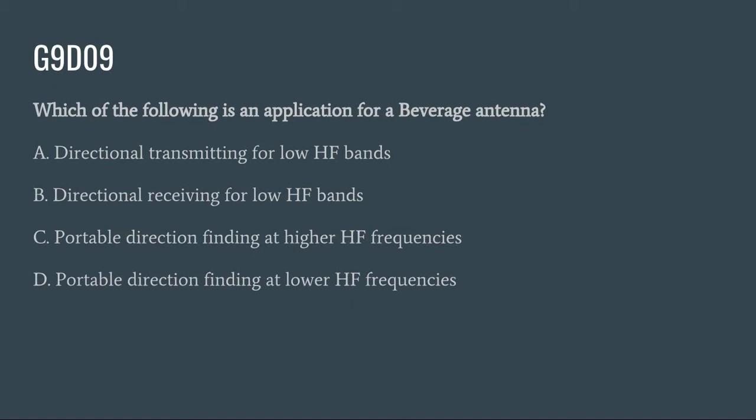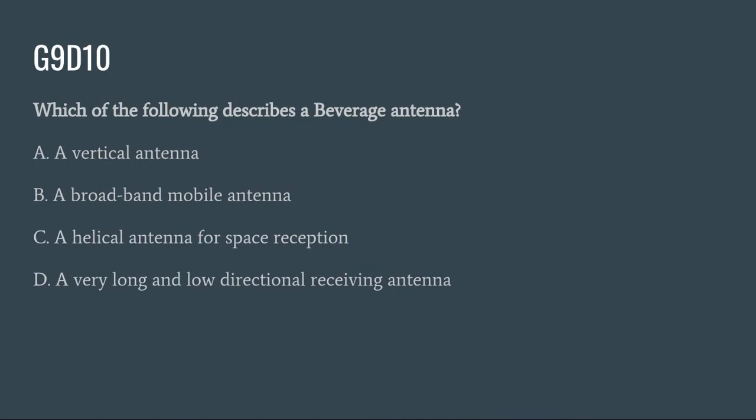G9D09, which of the following is an application for a beverage antenna? A, directional transmitting for low HF bands. B, directional receiving for low HF bands. C, portable direction finding at higher HF frequencies. Or D, portable direction finding at lower HF frequencies. Answer is B, directional receiving for low HF bands.